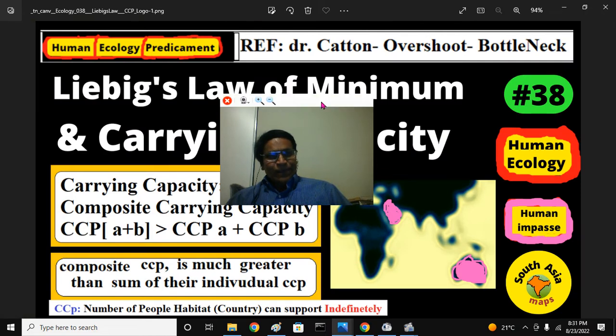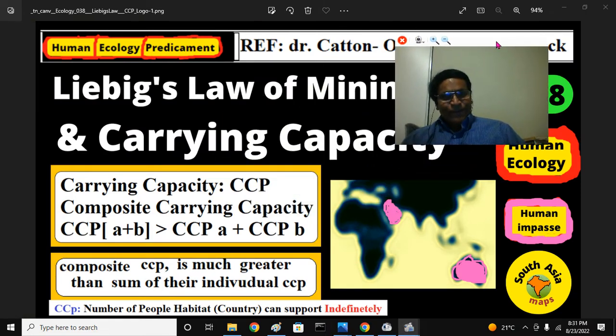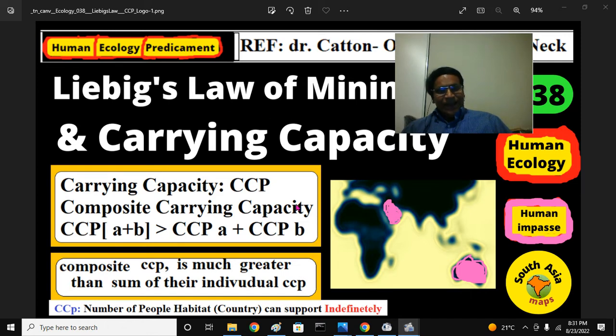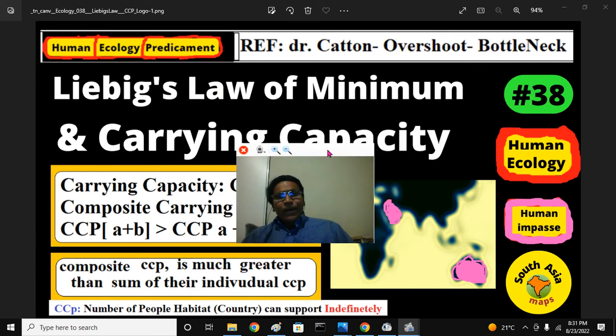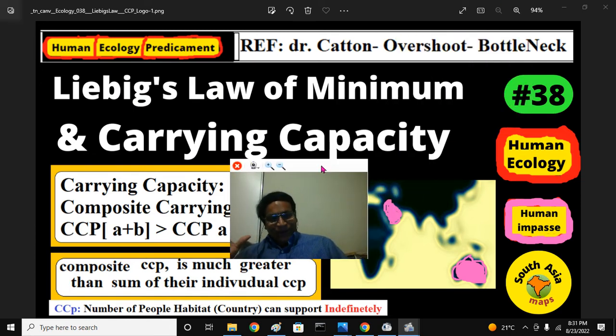So we discussed Liebig's law of minimum and carrying capacity, the number of people that can be supported. The carrying capacity CCP, this is the composite carrying capacity of these 2, is always greater than the sum of the individual carrying capacities. 3 million here, 0 automobiles. If you bring them together, 90 million people here, 20 million automobiles. That's very, very important. What is the implication for modern times?